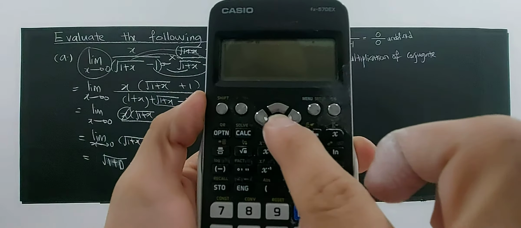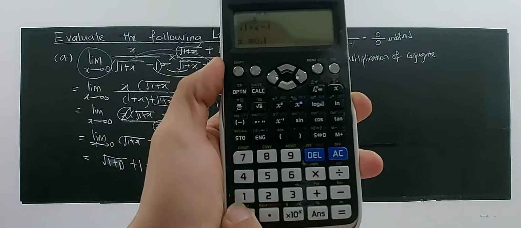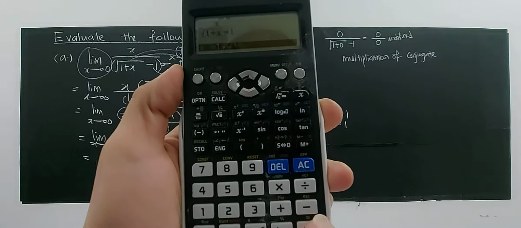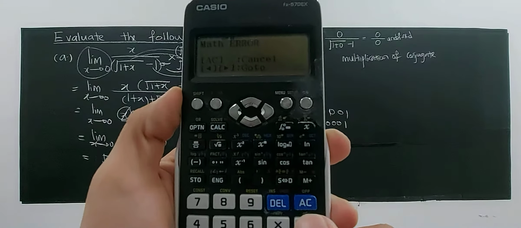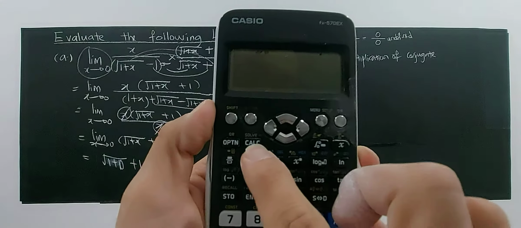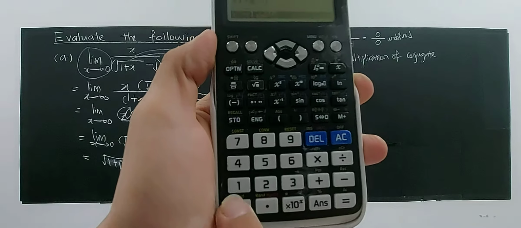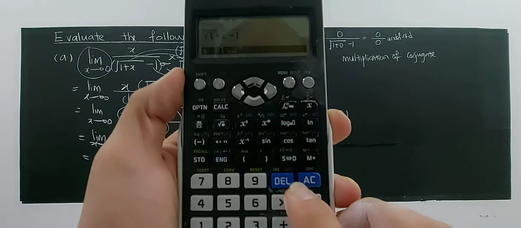Oh, it's too many zeros, I think. So I will calculate 0.00001. Okay, equal. Equal again. Okay, this means that you cannot count more than too many zeros. So I will calculate 0.00001.